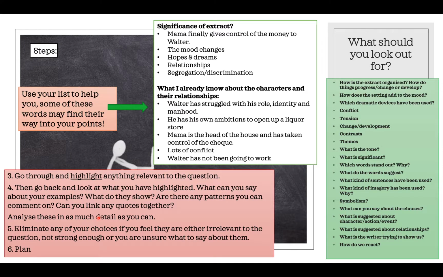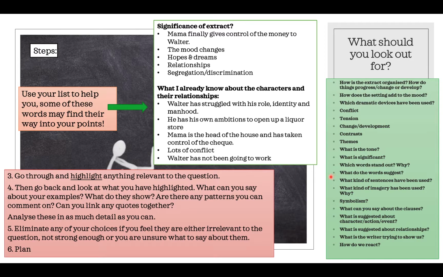And then analyze these in as much detail as you can. And that's when we come back over here. So you may want to pause the screen and just make a note of some of these ideas, because these do help you with what to look for. They also help you with your analysis.